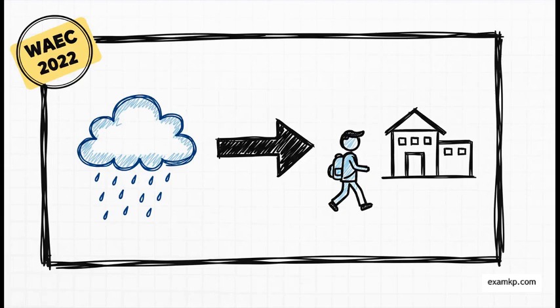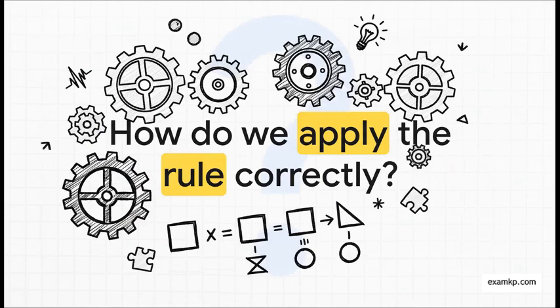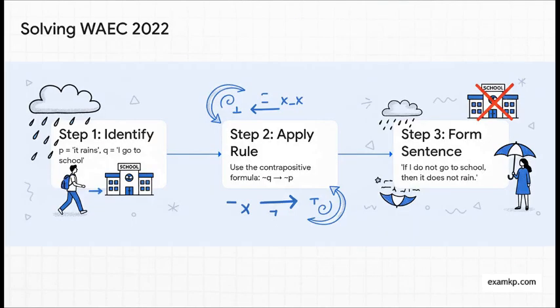So let's break it down. How do we apply our rule here? Don't worry about the English. Just focus on the formula. The formula is everything. Okay, watch this. Step 1. Identify your P and Q. P is it rains. Q is I go to school. Now what's the rule? It's not Q to not P. So, we take the second part, Q, we negate it, and that becomes our new first part. If I do not go to school, then we take the original first part, P, negate that, and it becomes our new second part. Then, it does not rain. And that's it. Simple and straight.